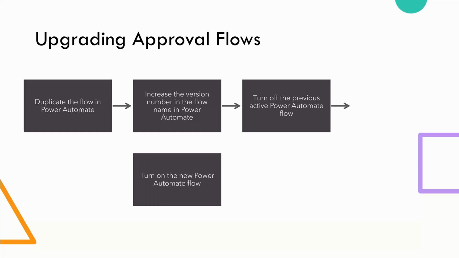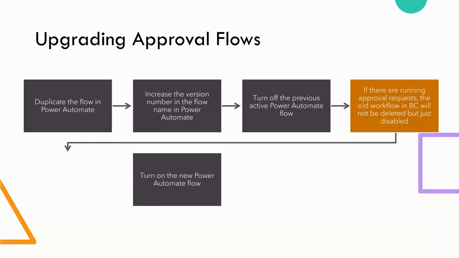Okay, so now I get the wrong box here. Okay, when that is done, the old workflow in Business Central will not be deleted. We saw that earlier: when you turn on a Power Automate flow, it creates the workflow in Business Central, and when you turn it off, it will delete it. But if there were any pending approval requests, it will not delete the workflow in Business Central. You only turn it off, but there are still running flows.